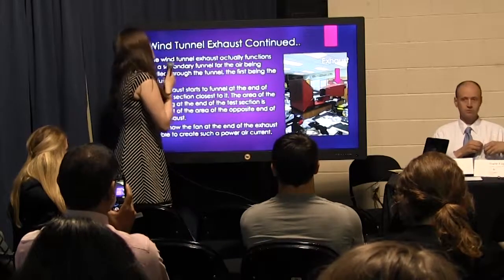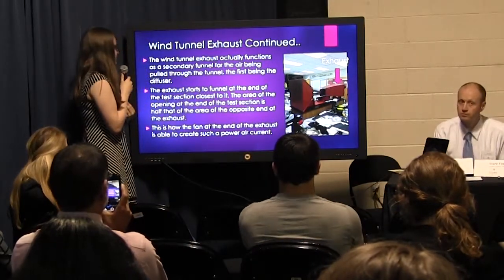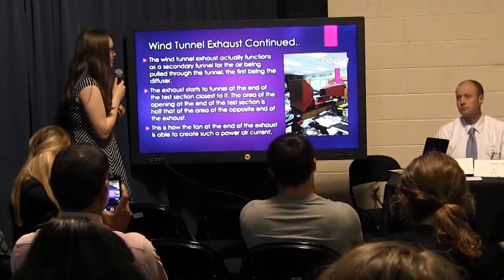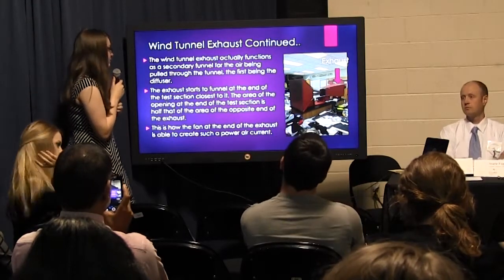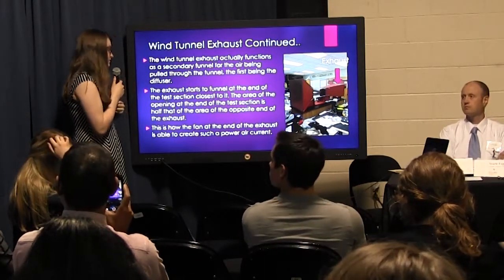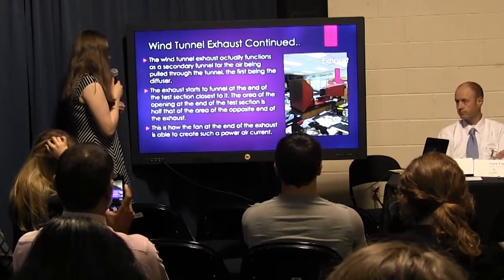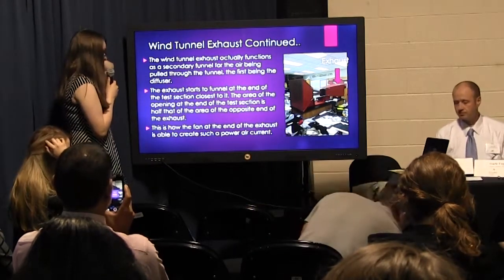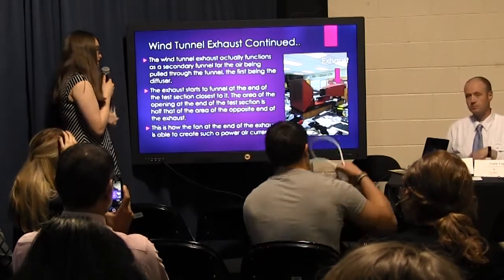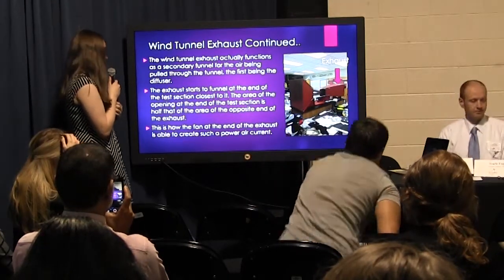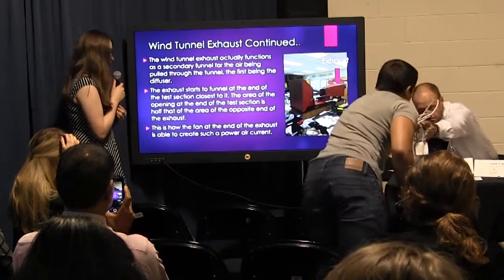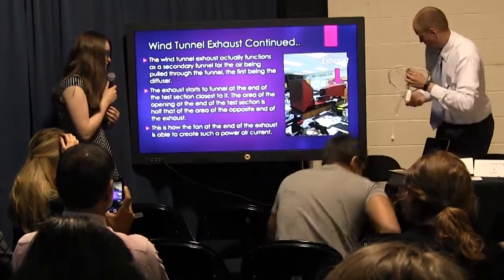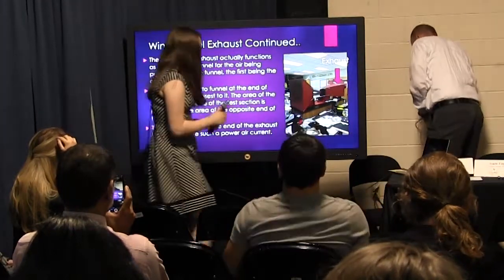This is more on the exhaust. The wind tunnel exhaust actually functions as a secondary funnel for the air being pulled through the tunnel, the first being the diffuser. The exhaust starts to funnel at the end of the test section closest to it. The area of the opening at the end of the test section is half of that of the opposite end of the exhaust. This is how the fan at the end of the exhaust is able to create such a powerful air current.